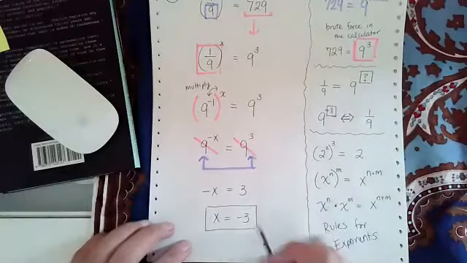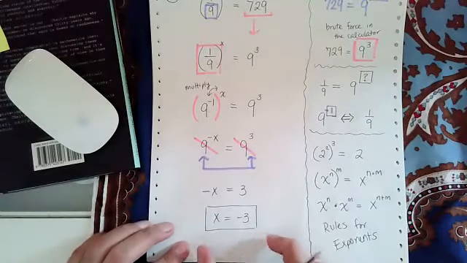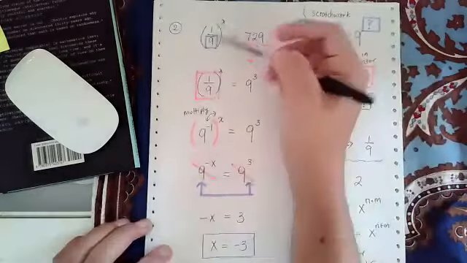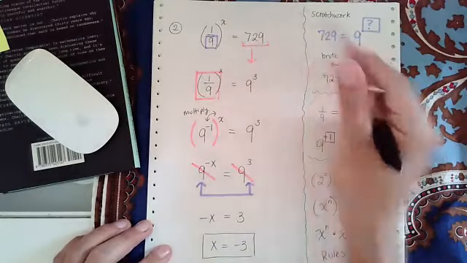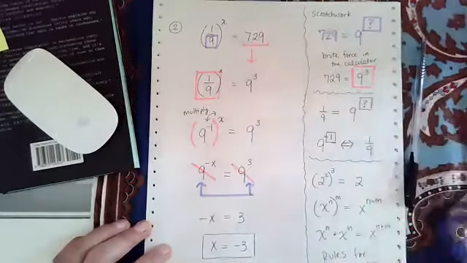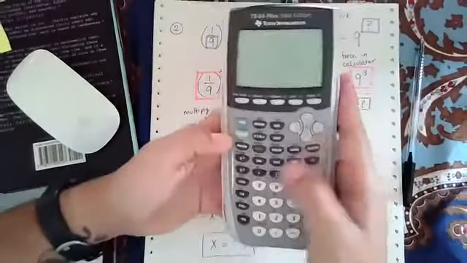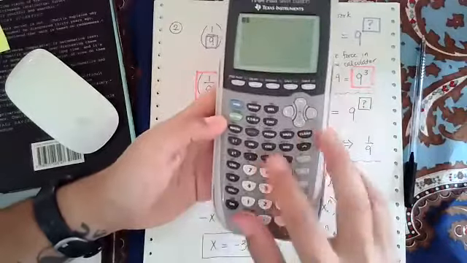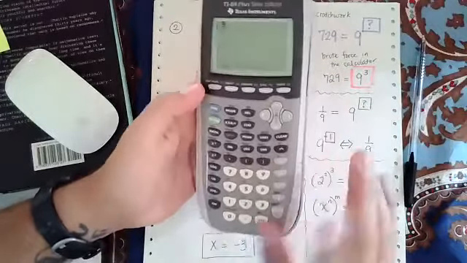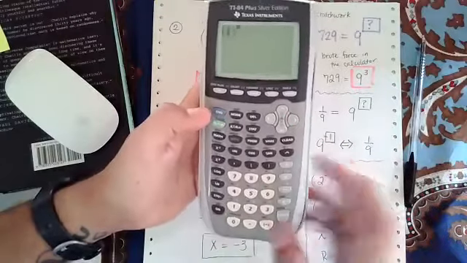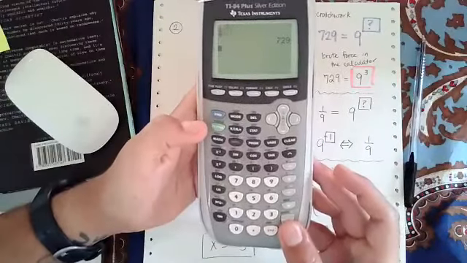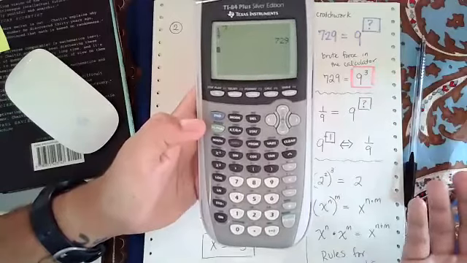And sure enough, if we wanted to check this in the original expression, we could take 1/9, raise it to the -3rd power, and see if we get 729. And that's pretty straightforward to do in the calculator. Let me write this as a fraction. So 1/9 raised to the -3 power is 729.